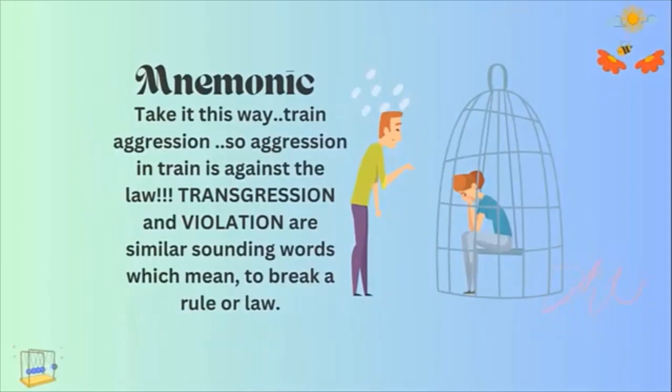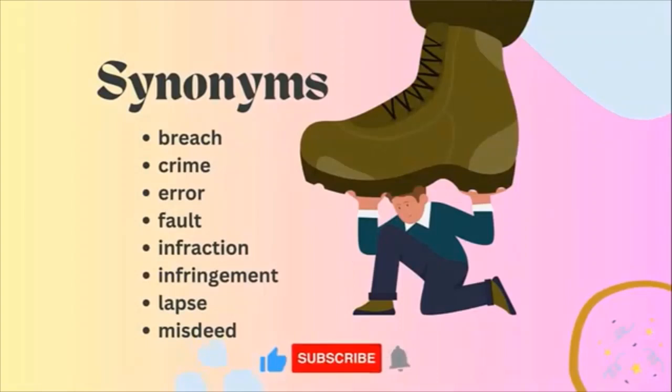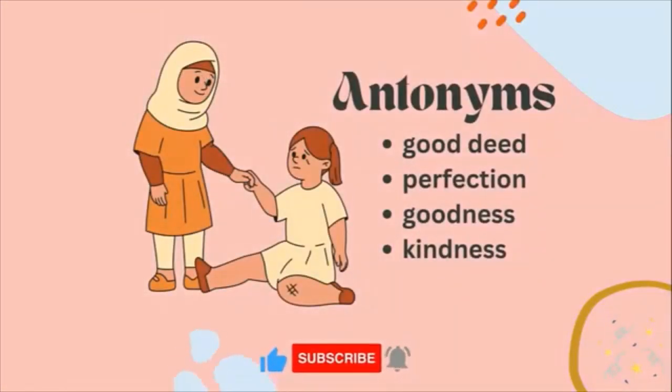Memory aid to help you memorize. Take it this way, train aggression. So aggression on a train is against the law. Transgression and violation are similar sounding words which mean to break a rule or law. Synonyms: breach, crime, error, fault, infraction, infringement, lapse, misdeed. Antonyms: good deed, perfection, goodness, kindness.